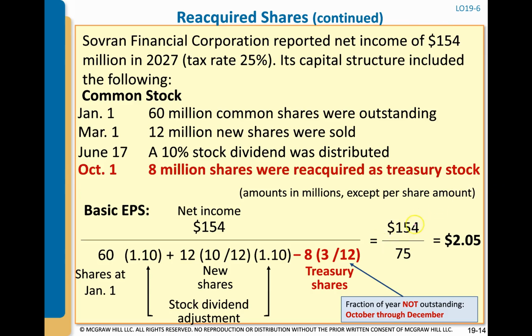So when I do my earnings per share, I take my net income of 154 million divided by my weighted average common shares outstanding of 75,000, and my new earnings per share is $2.05.